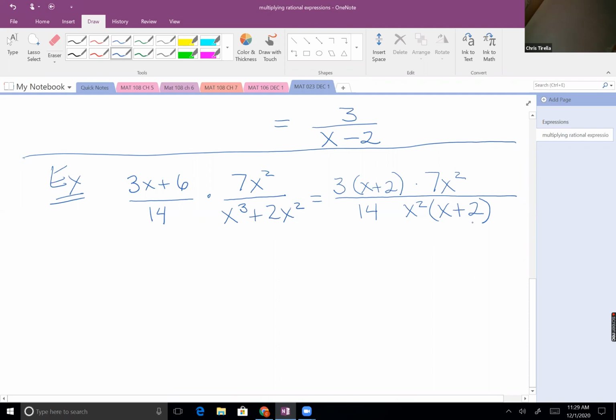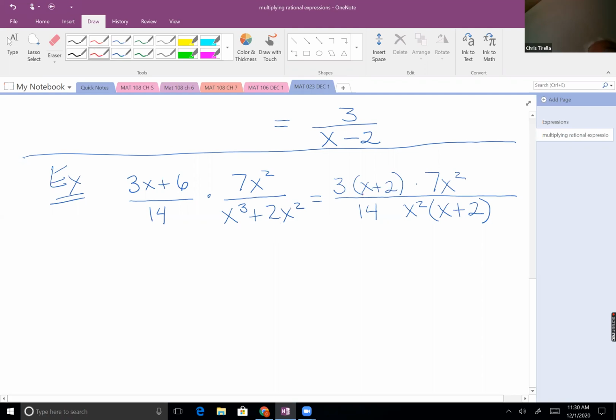Just the factoring part. Are we okay or not? The only thing I did wrong is in the bottom, I put x times x squared plus 2. Look for the greatest thing you can take out. If that variable shows twice, always pull out the lowest exponent, so that we could take out the x squared.